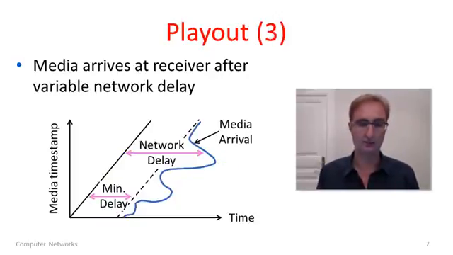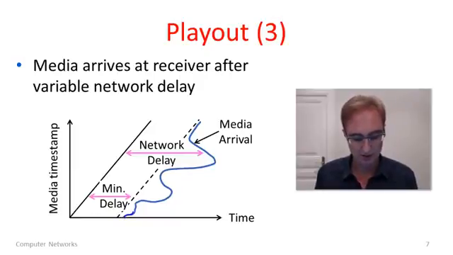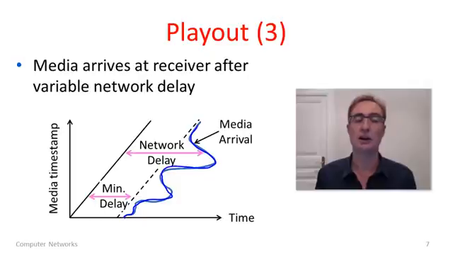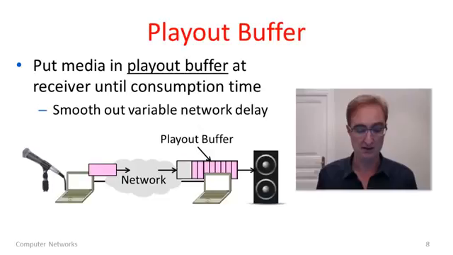Here's a cleaned up version of that picture. You can see the blue curve is the important one to remember because it's media arrival. This is when the samples from the VoIP call were produced and sent at a constant rate. This is when they're arriving at the receiver. It's a little bit all over the place. Now we have to work out how we're going to play them out.